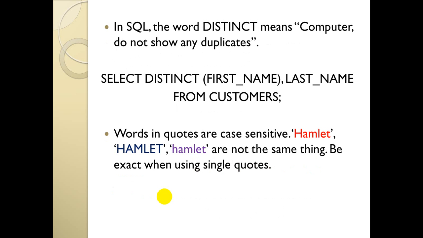In SQL, the word distinct means computer, do not show any duplicates. And I'll give you an example. Select distinct. The distinct command goes into the select portion of your programming. And then in parentheses, we put the name of the column that we want duplicates taken out of. So based on this program, if Robert is in your database twice, and he is, Robert will only appear once. The distinct gets rid of any duplicates.